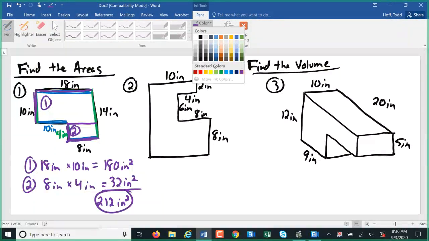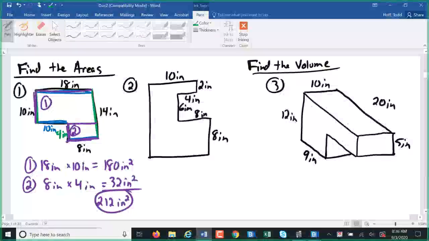Number 2 here. Well, we again have a couple of dimensions we need to find. The easiest one to find is going to be this one here, the vertical. That's just going to be these other vertical dimensions added together. 2, 6, and 8 add up to 16 inches.